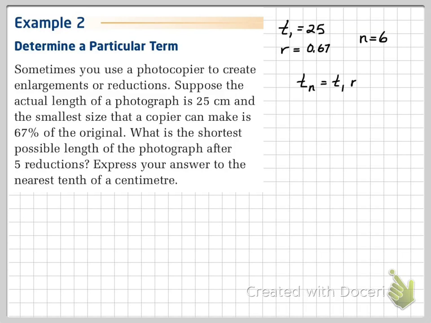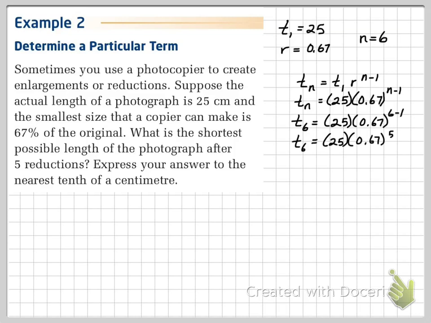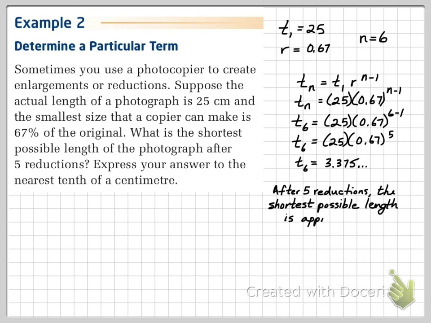Well, now that we know this much, we can take our general equation and say T of n is 25 times 0.67 to the power of n minus 1. And T6 has to be 25 times 0.67 to the power of 6 minus 1, which is 5. And that's simply going to give me 3.375. If I round that, it's 3.4 centimeters after 5 reductions.